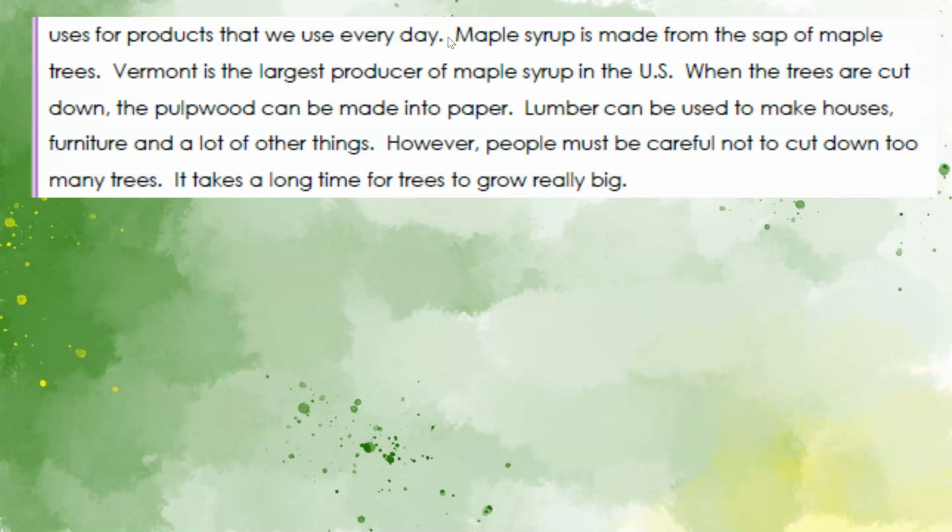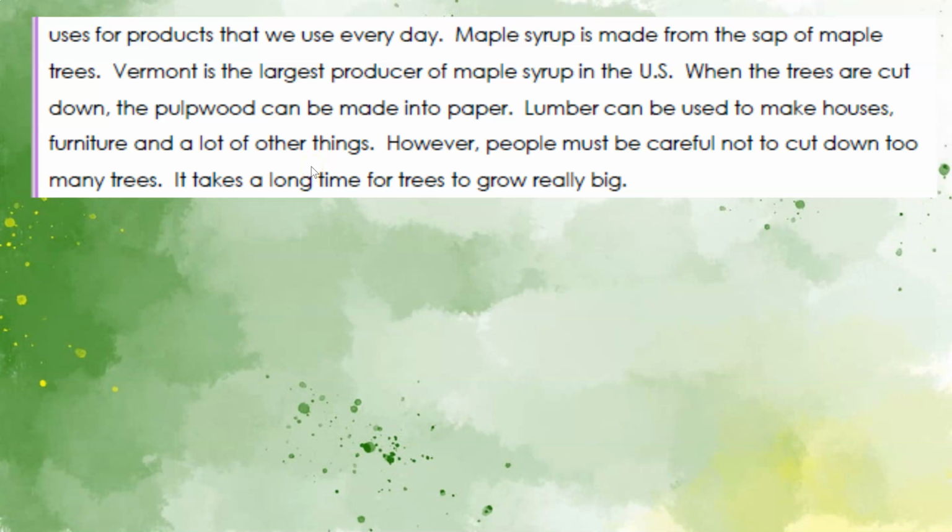Maple syrup is made from the sap of maple trees. Vermont is the largest producer of maple syrup in the United States. When the trees are cut down, the pulpwood can be made into paper. Lumber can be used to make houses, furniture, and a lot of other things. However, most people must be careful not to cut down too many trees. It takes a long time for trees to grow really big.